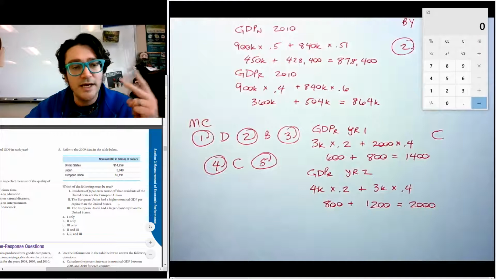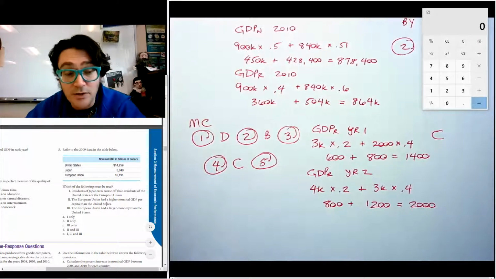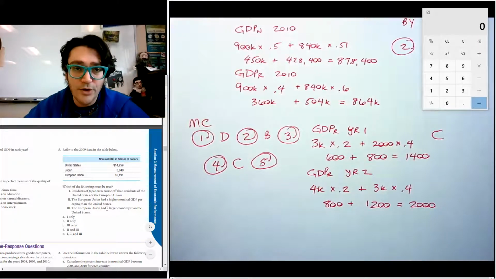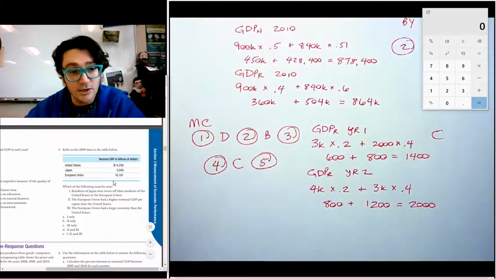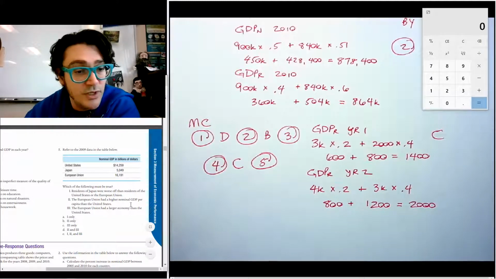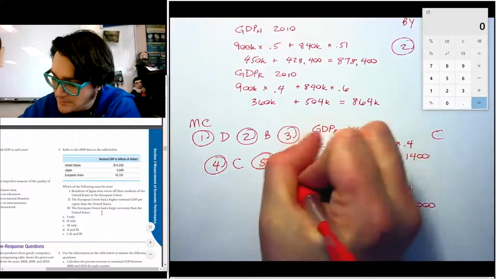Number 2, the EU had a higher nominal GDP per capita than the United States. Again, we don't know how many people live there, so we can rule out number 2. 3, the EU had a larger economy. That we can look at it and go 16 is bigger than 14. So that is true. 3, only C.